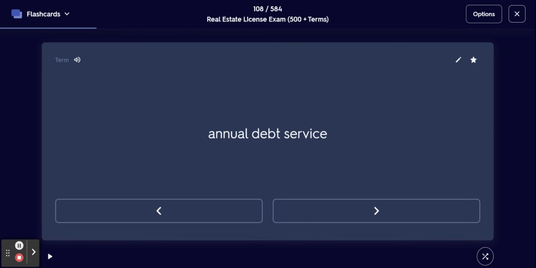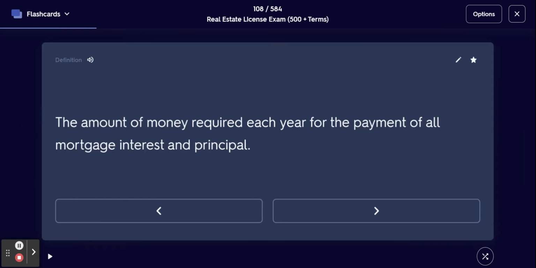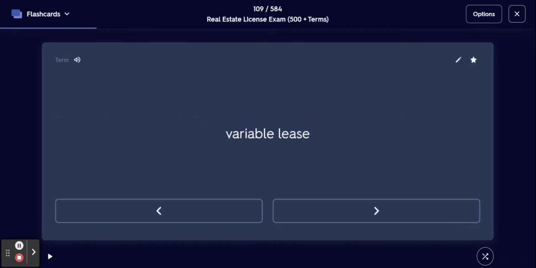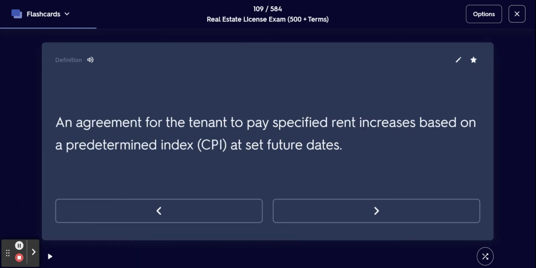Annual debt service. The amount of money required each year for the payment of all mortgage interest and principal. Variable lease. An agreement for the tenant to pay specified rent increases based on a predetermined index at set future dates.